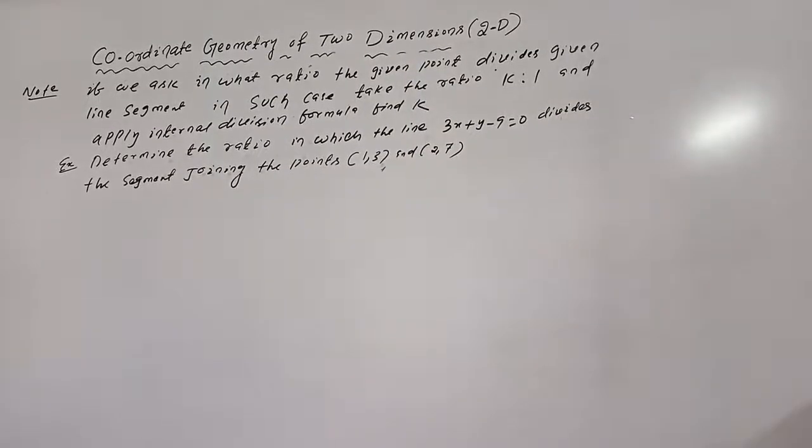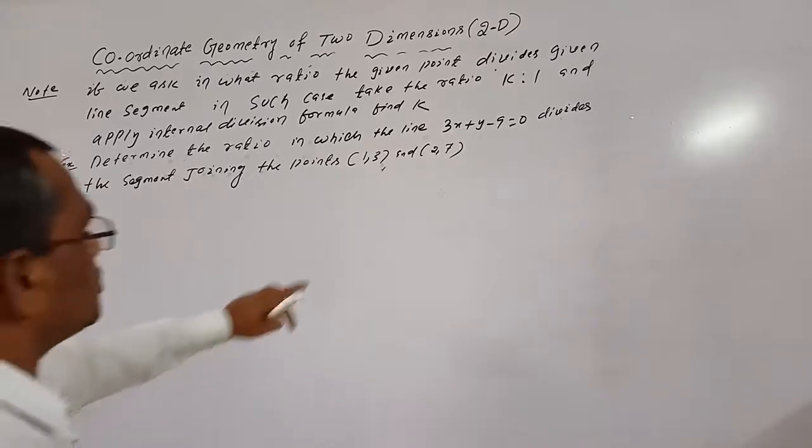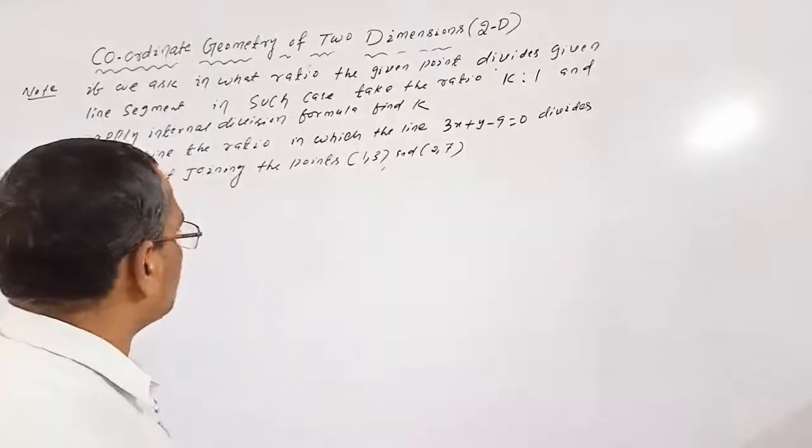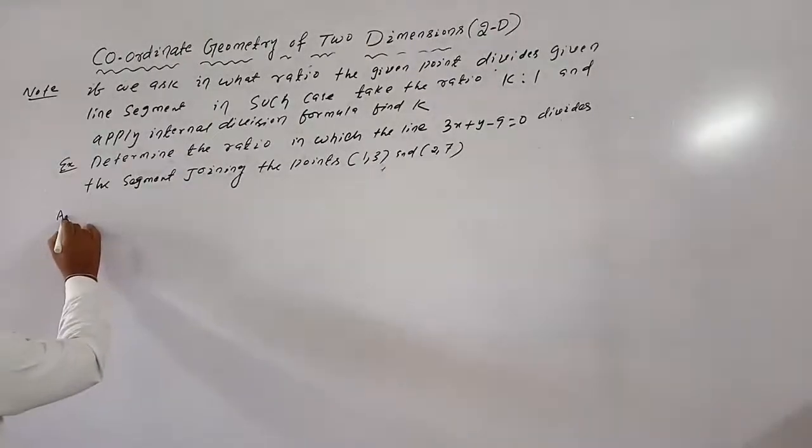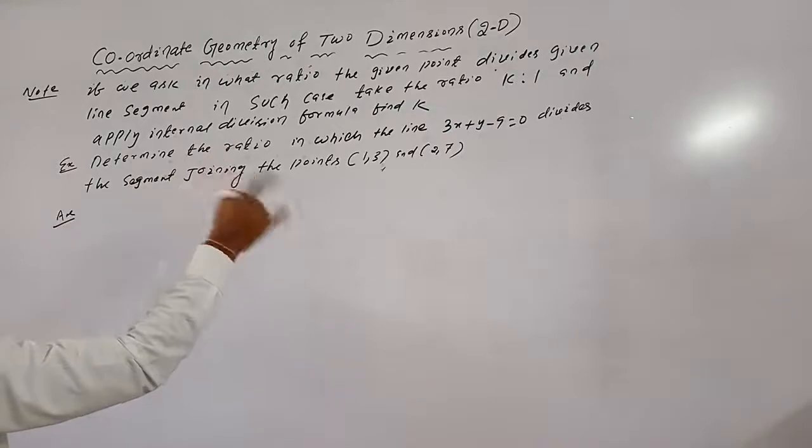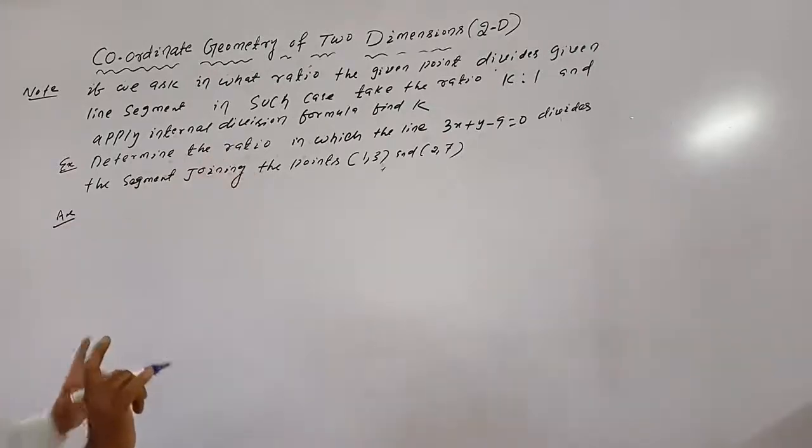Okay, one question: determine the ratio in which the line 3x plus y minus 9 equal to 0 divides the segment joining the points (1, 3) and (2, 7). So in what ratio does the line divide the line segment joining these 2 points?